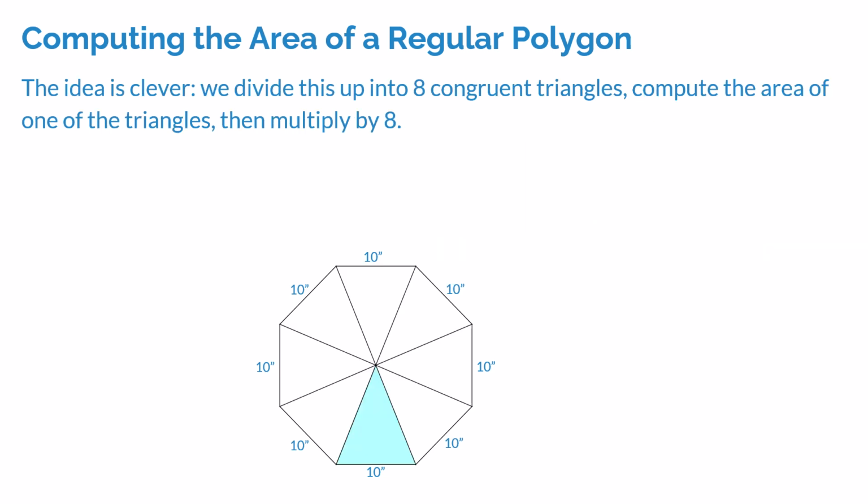The idea is pretty clever. We just chop it up into 8 equal triangles. If we can figure out how to get the area of just one of these triangles, we just need to multiply that by 8, and that will tell us the area of the entire polygon.